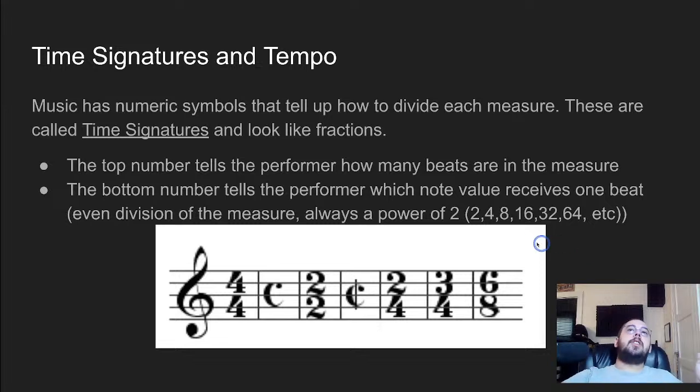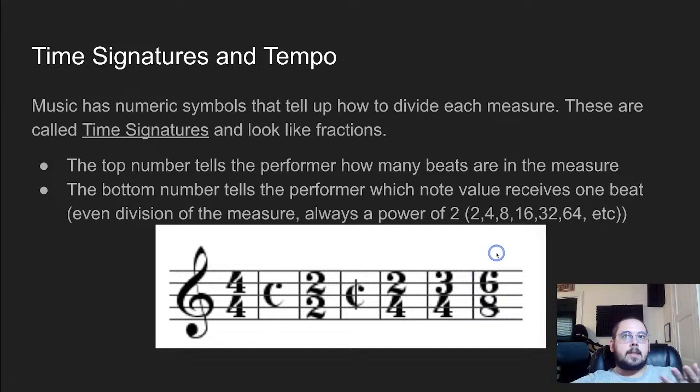Okay. In addition to measures, we get time signatures. And these things that look like fractions tell us how to divide up that measure in time. So the top number of the time signature tells us how many divisions of the measure there are, or how many beats. So here we have 4. So the measures following this time signature can be broken up into 4 equal parts. I'm going to skip the C's for now. These two here are broken up into 2 equal parts. This one is 3. This one is 6.